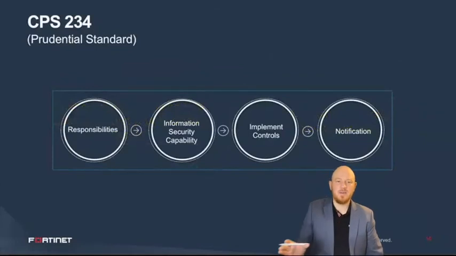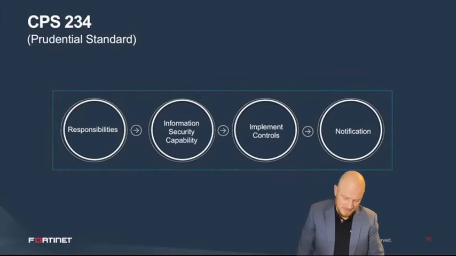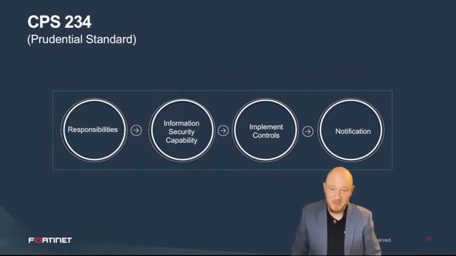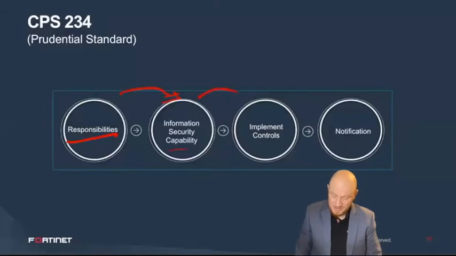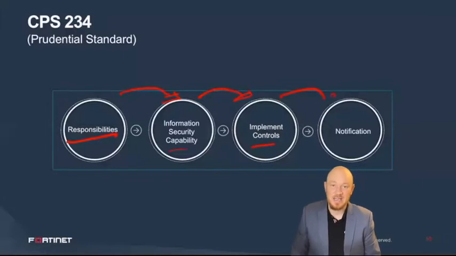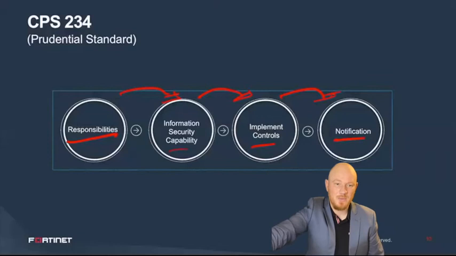So there are various reasons to have clearly defined roles and responsibilities. And this is one of the components that the Prudential Standard is also talking about. So the first thing is going to be around responsibilities. They then talk about the information security capability. And that will then flow over to the controls that need to be implemented. And then an important part for them is around the notification. How do you notify APRA when there is a breach? So we'll be talking about this around the key objectives and the implementations as well.